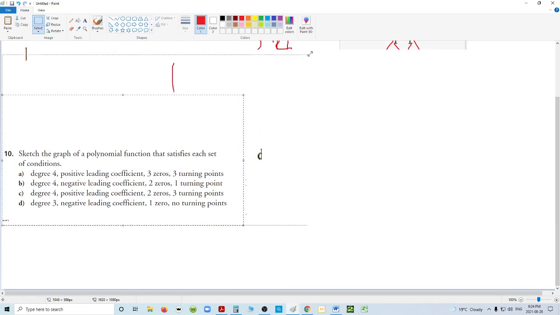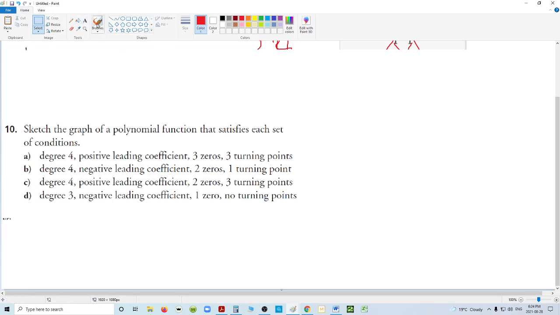Okay, so for 10, if it's degree 4, we're talking x to the 4. It has a positive leading coefficient, so you don't have to worry about it. It's going to have 3 zeros, which means it goes through the x-axis only 3 times. For it to do that with a degree 4, one of those has to be squared, and it has 3 turning points. So it has the normal turning points.